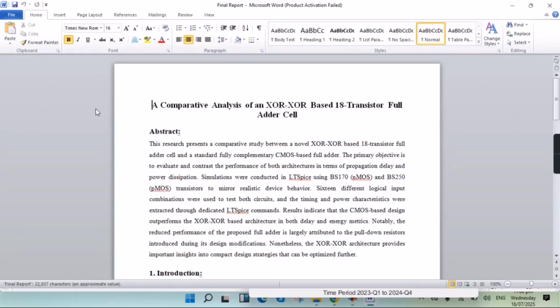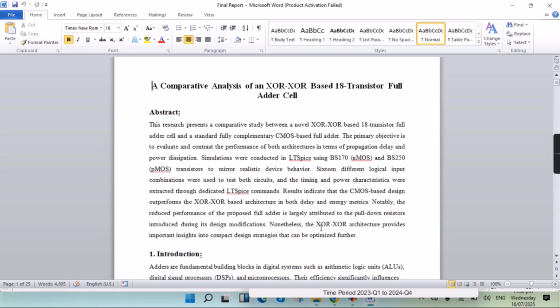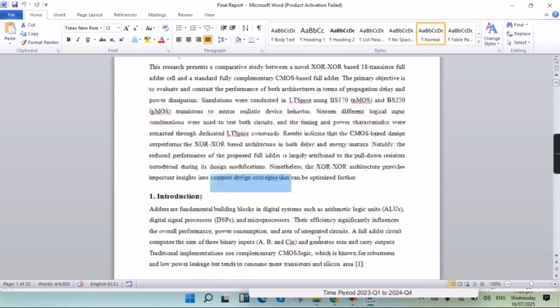This project is basically a comparative analysis of an XOR-XOR based 18 transistor full adder cell. Basically, this project is developed for the full adder circuit based on CMOS using the LTspice model, and I have used the XOR-XOR architecture, which provides important impacts on design strategies that can be optimized further.